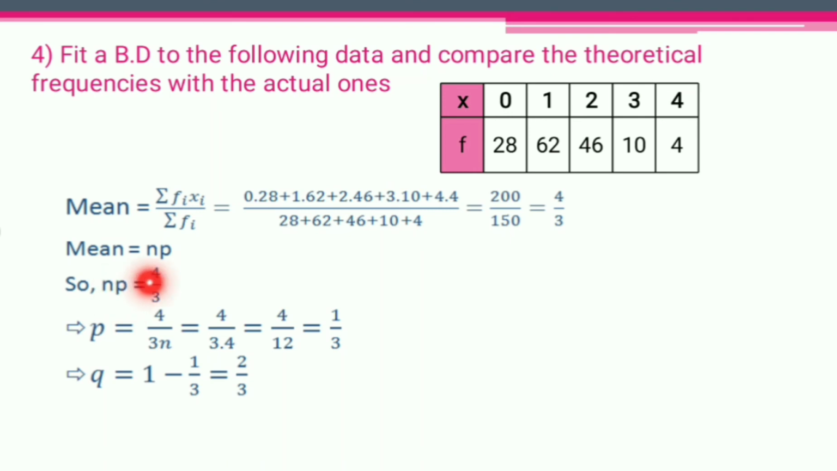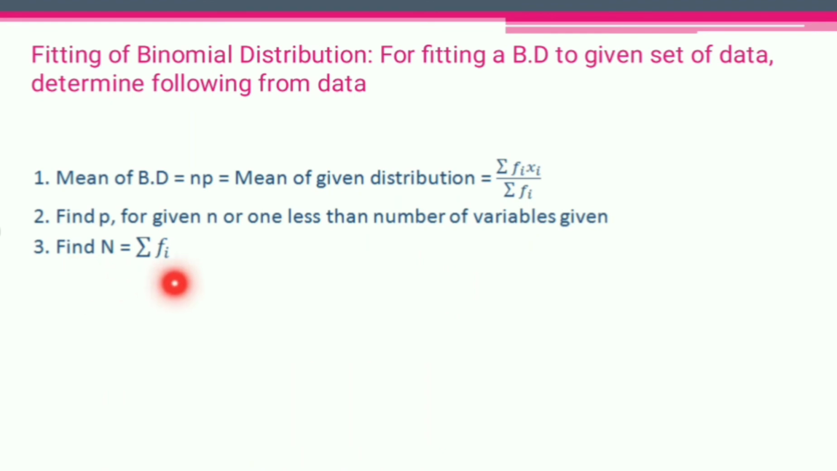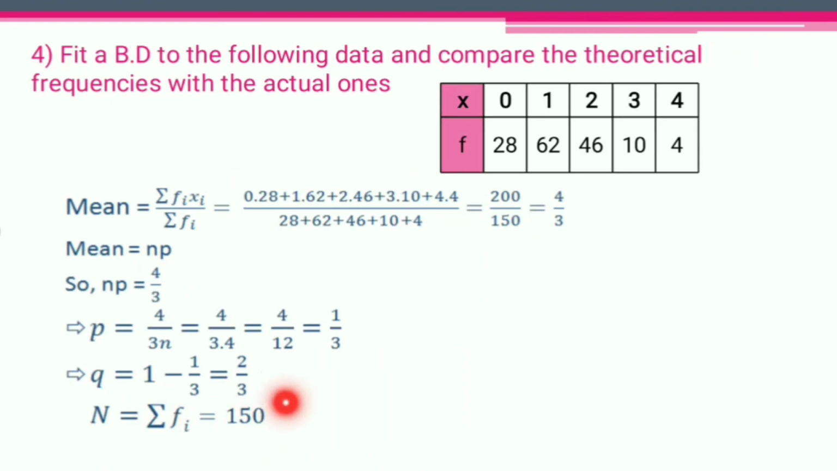P will be equal to 4 upon 3n. N we are taking as 4. Right, so this is equal to 1 upon 3. P is equal to 1 by 3. So Q will be 1 minus P, 2 by 3. Next step, find capital N, which is summation Fi. So summation Fi is equal to 150. This is the value of capital N.